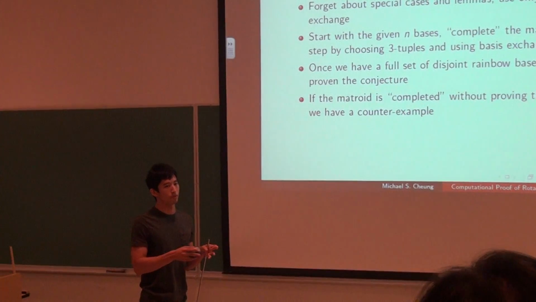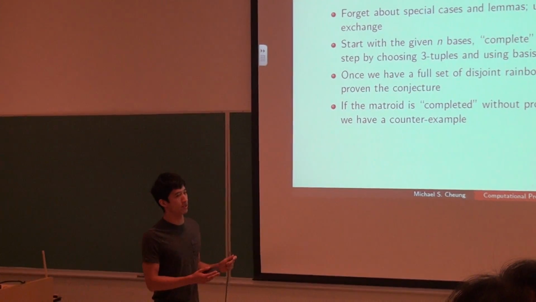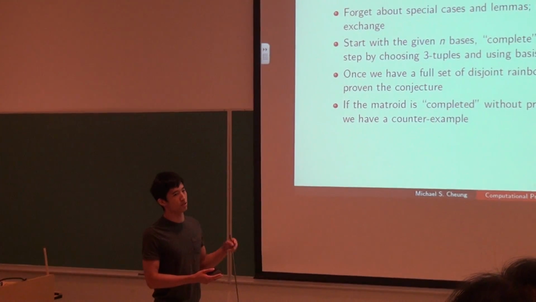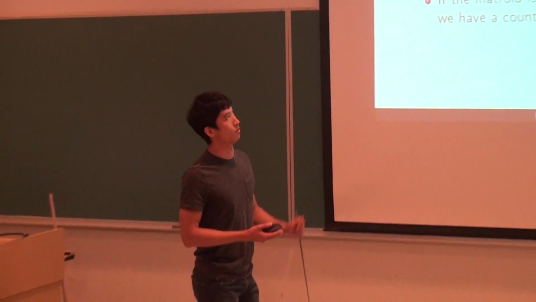So that means you cannot infer any new bases. That means this matroid, or this set of bases, now satisfies the second axiom, and so you have a matroid that does not prove the conjecture, and that would be a counterexample.